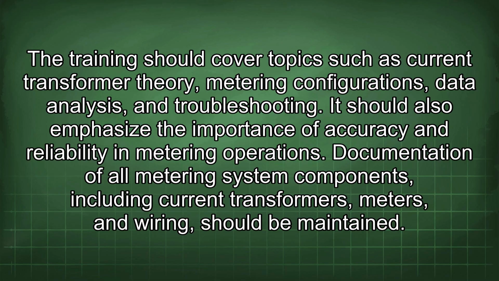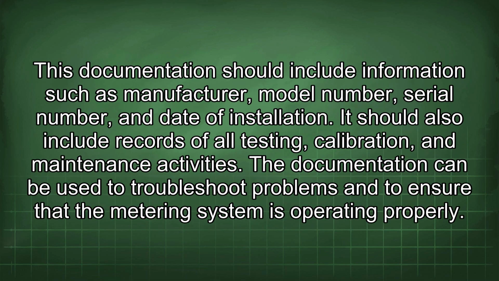Documentation of all metering system components, including current transformers, meters, and wiring, should be maintained. This documentation should include information such as manufacturer, model number, serial number, and date of installation. It should also include records of all testing, calibration, and maintenance activities. The documentation can be used to troubleshoot problems and to ensure that the metering system is operating properly.